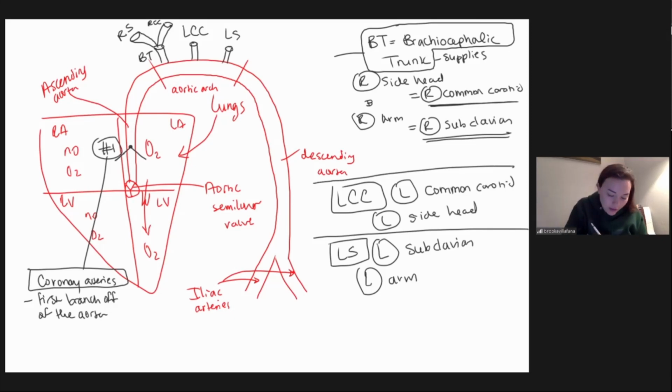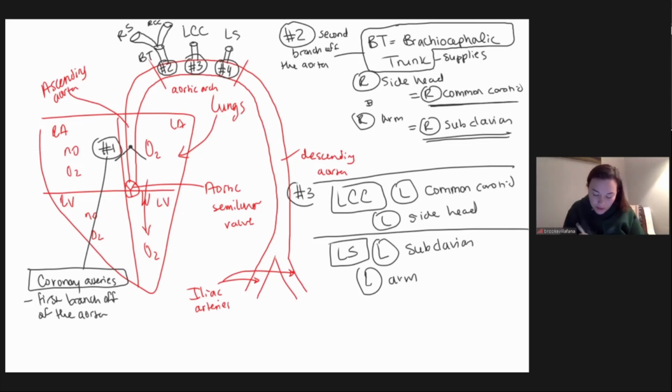The brachiocephalic trunk is going to be number 2, left common carotid number 3, left subclavian number 4. So what do the numbers mean? This means that the brachiocephalic trunk is the second branch off the aorta.